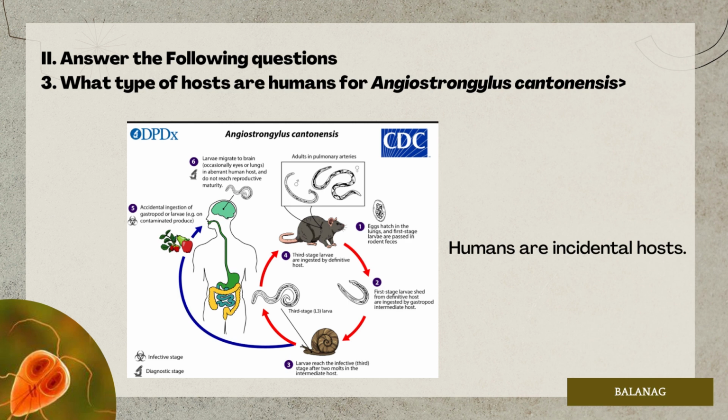I am Feliz Balanag, here to discuss guide question number 3, where we are asked what type of hosts humans are for Angiostrongylus cantonensis. Humans are not required for the maintenance and growth of A. cantonensis, which makes humans incidental hosts. Infections occur via the ingestion of third-stage larvae in its molluscan intermediate hosts like crabs, snails, freshwater prawns, and even through the ingestion of contaminated vegetables. For the next guide question, may I call on the next reporter, please?